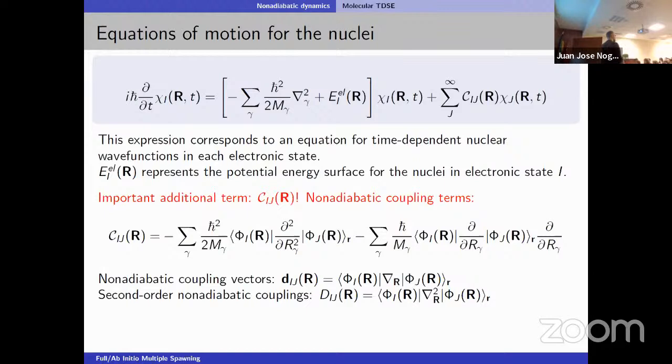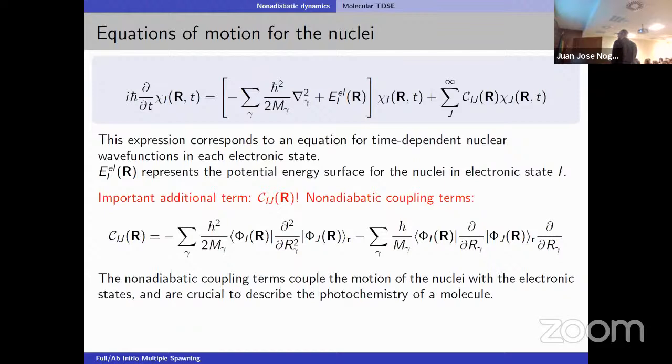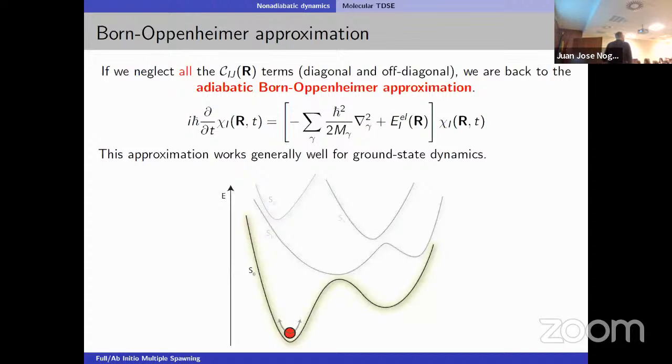Now, what is kind of interesting here is the fact that if you don't include this term here, you basically cannot describe photochemistry, or at least the relaxation between different electronic states. Why? Let's consider that we remove the CIJ term. Okay, I just remove them completely. I neglect them. I said, ha, they're small. Well, what you have here is actually the true definition of the adiabatic Born-Oppenheimer approximation.